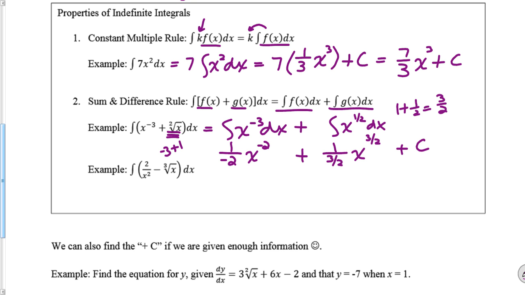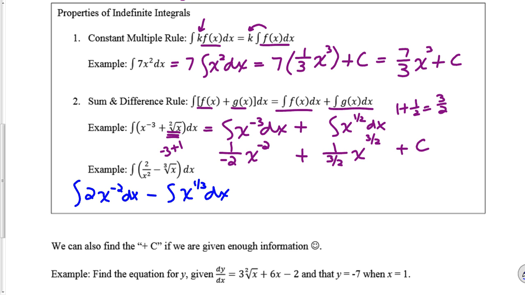So for the next one, again, we're going to do the same thing. We are going to rewrite this, and I'm going to write it calculus friendly as I go. So I have an integral of 2x to the negative 2, and I'm going to subtract the integral of x to the 1/3, and then I'm going to find the antiderivative of each one. I'm going to keep just going right below where I am.